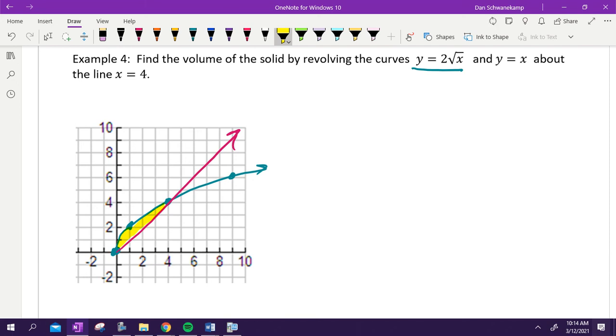Show me with your arm. What does x equals 4 look like? X equals 4, that's a vertical line. You are rotating around that line. Okay, that is the line I'm rotating around. Set it up, solve it, get an answer.